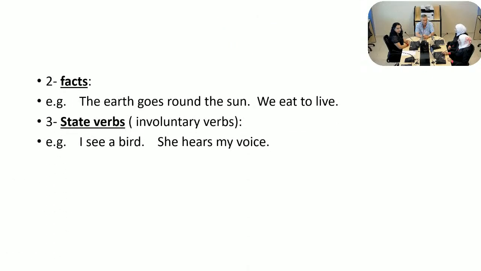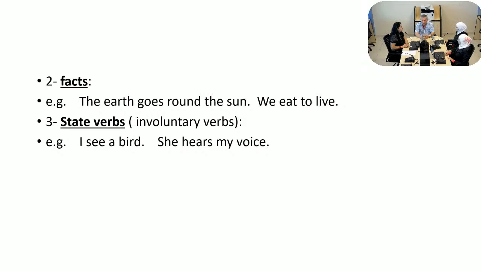The second use is about facts. It's still about the use of the present simple. The first use was habits. The second one is facts. The earth goes round the sun. We eat to live. And the third use is the state verbs, involuntary verbs. Example: I see a bird. She hears my voice. By state verbs or involuntary verbs, we mean verbs that happen without any effort. See, think, love, hear.